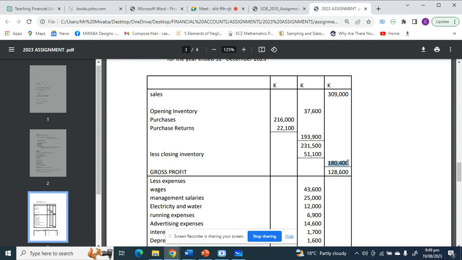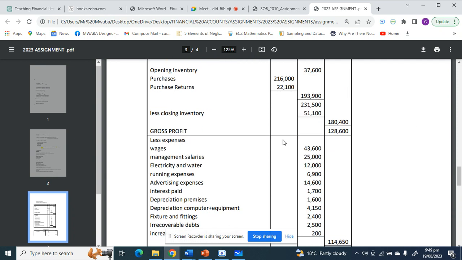All right. Then to get your gross profit, it's the sales revenue, selling price, minus cost of goods sold, cost price. And that's how you get your gross profit, 128,600. So this is your gross profit. And this is where the trading account ends. Any questions?